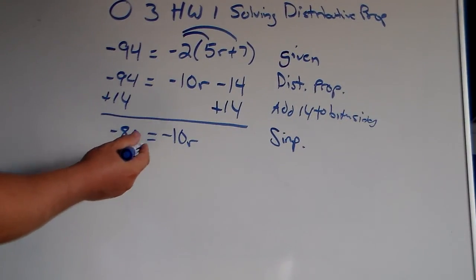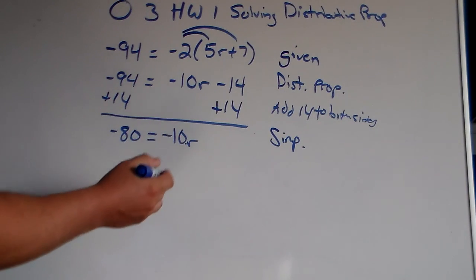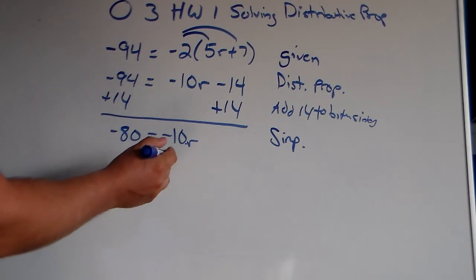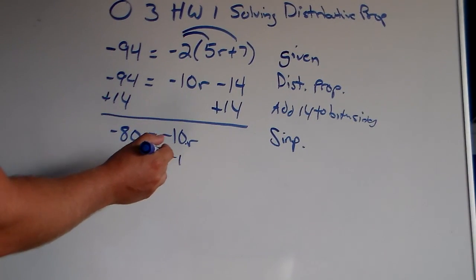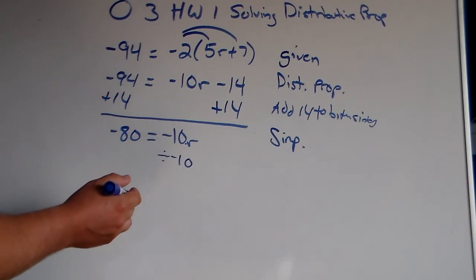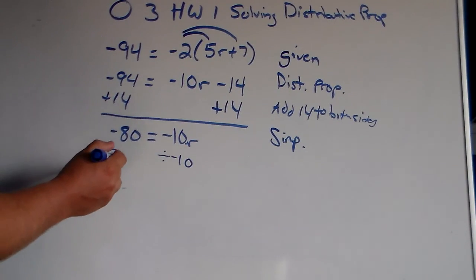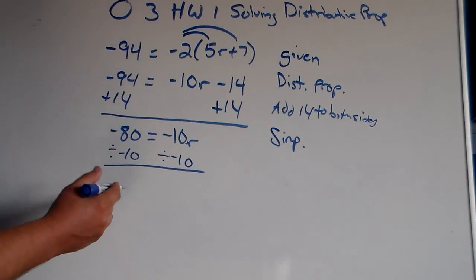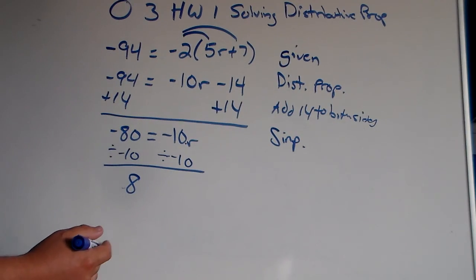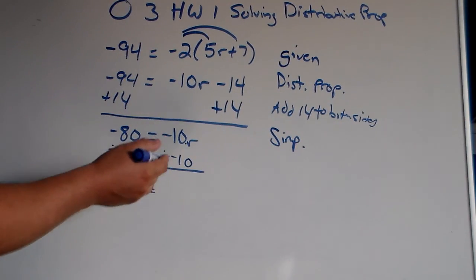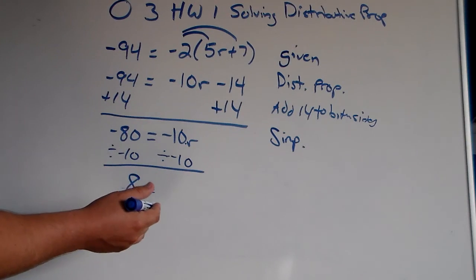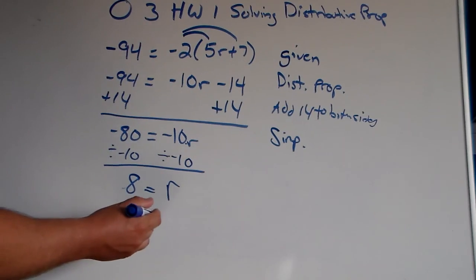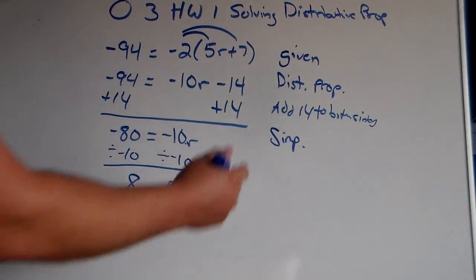Now we have negative 80 equals negative 10 times r. The inverse operation of times negative 10 is dividing by negative 10. So we divide by negative 10 on both sides. Negative 80 divided by negative 10 gets us a positive 8. Negative 10 divided by negative 10 gets us a positive 1. So we just carry down the r. So r equals 8.